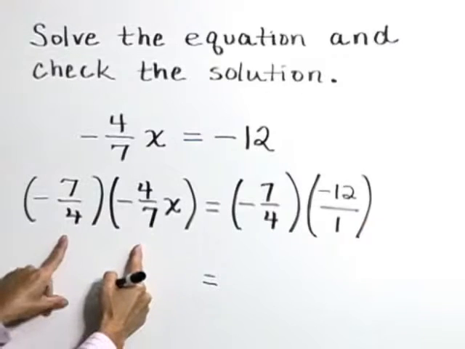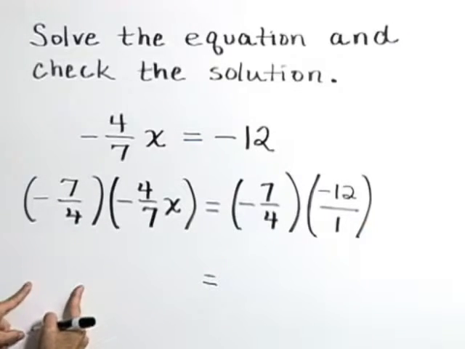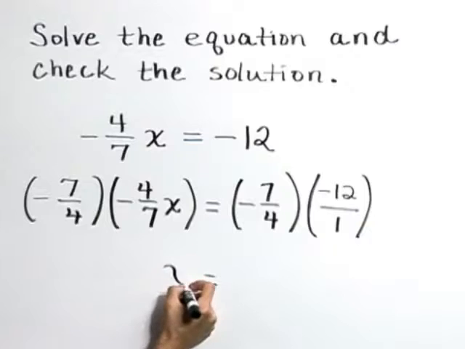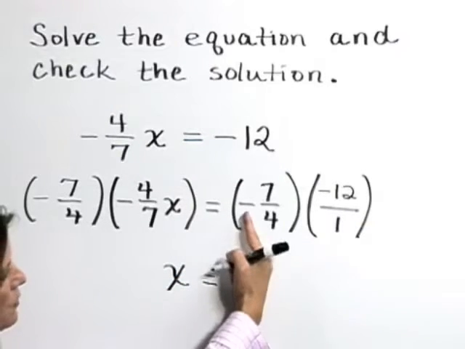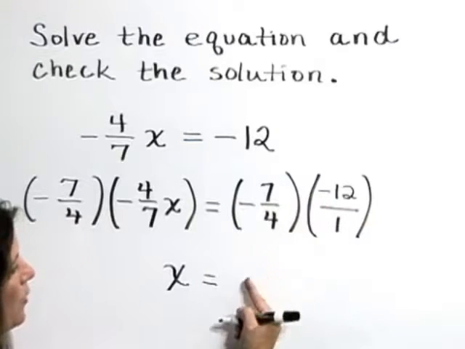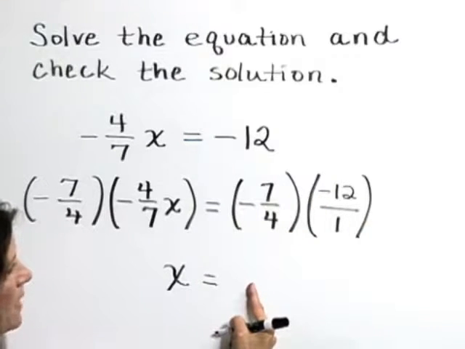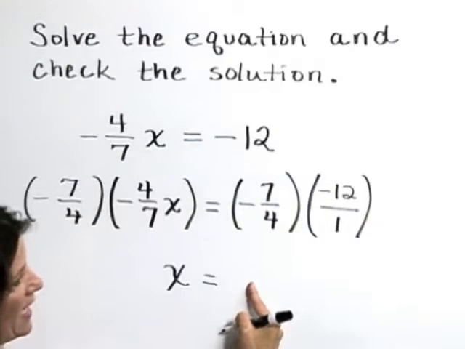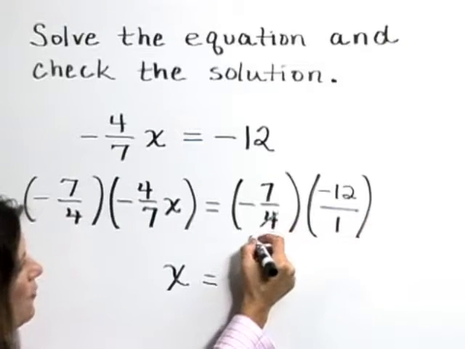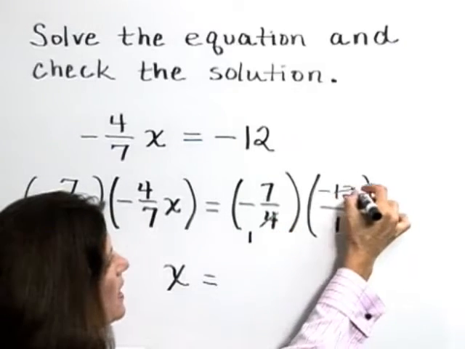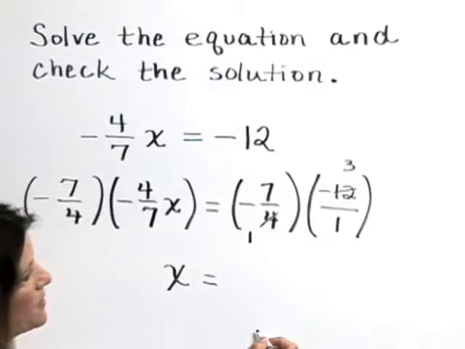Multiplying on the left, as we multiply these reciprocals, they cancel out, giving 1x or just x. Multiplying on the right, as we multiply a negative times a negative, we get a positive outcome. And before multiplying, let's cancel common factors. 4 goes into itself once and into 12 3 times.